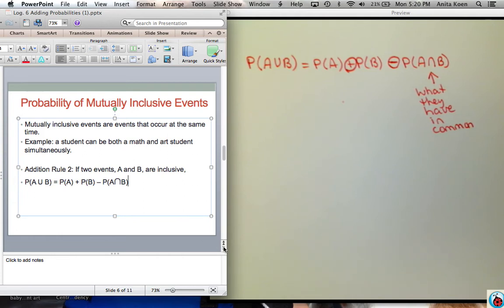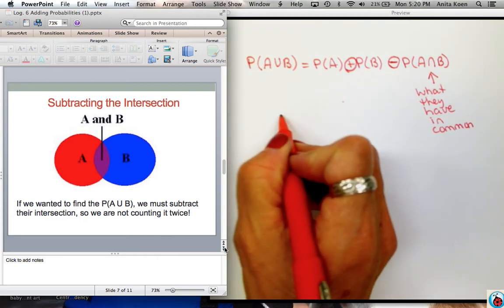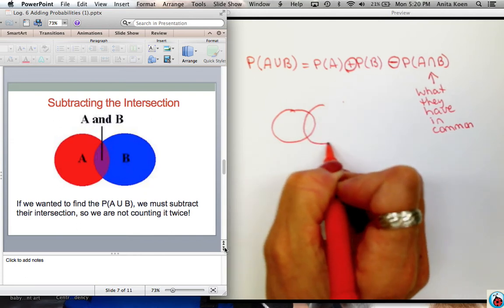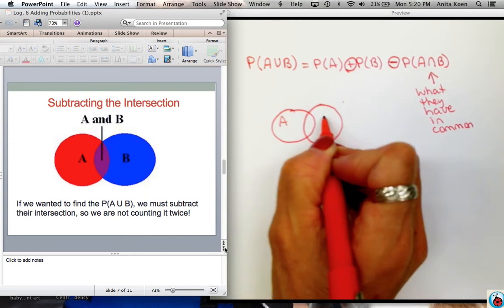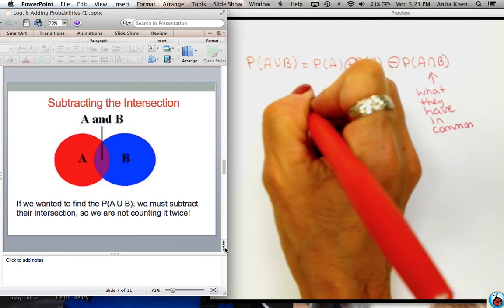Okay, let's look at a picture of this. If I can get the slide to go. There we go. Okay, subtracting the intersection. If we wanted to find the probability of A or B, we have to subtract their intersection so that we're not counting it twice. Look with me at this. The probability of A, the probability of B, and this is A and B.